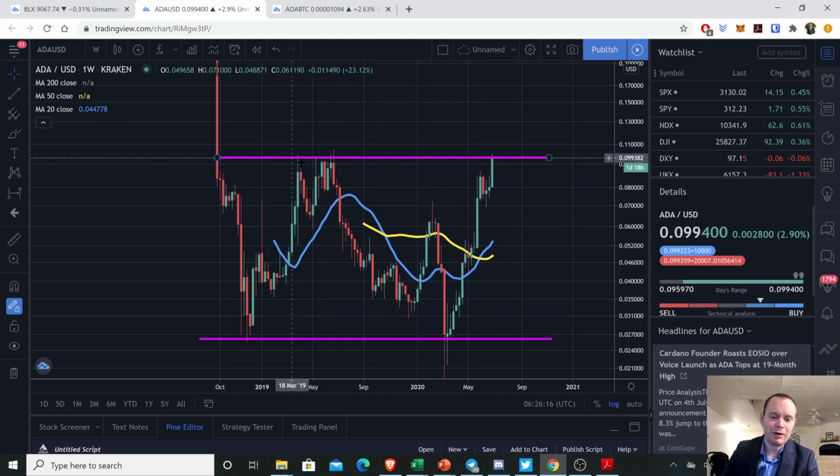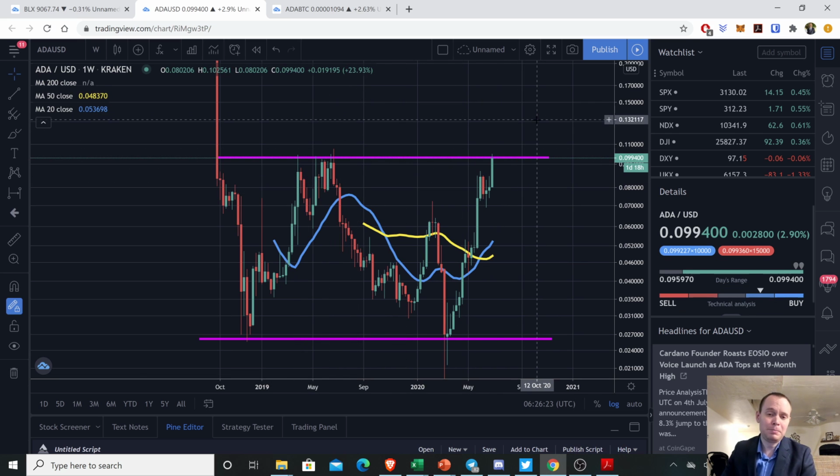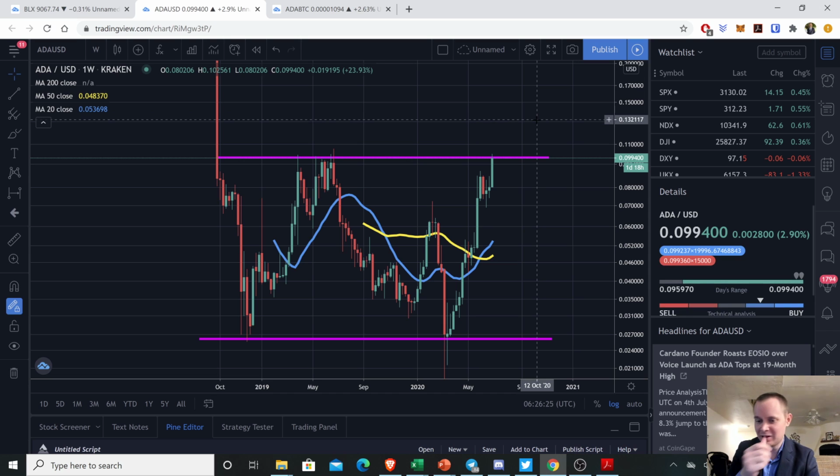You could say, okay, well, it makes sense because we tested it once, we tested it twice. It makes sense that the third time we tested, okay, we're going to break through it this time. In fact, Bitcoin has done a very similar thing in the past. It tests different levels, and then eventually it breaks through.